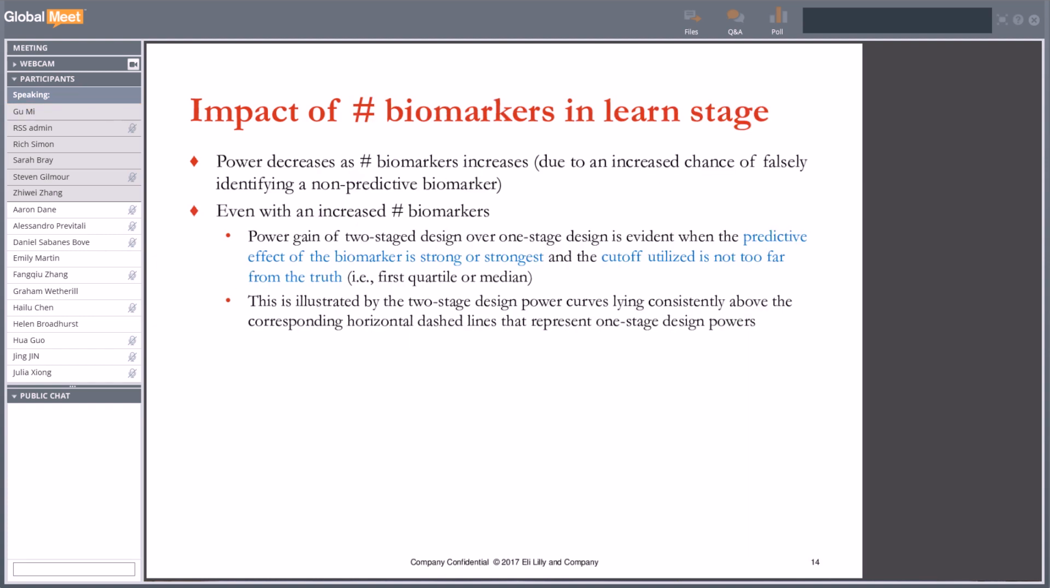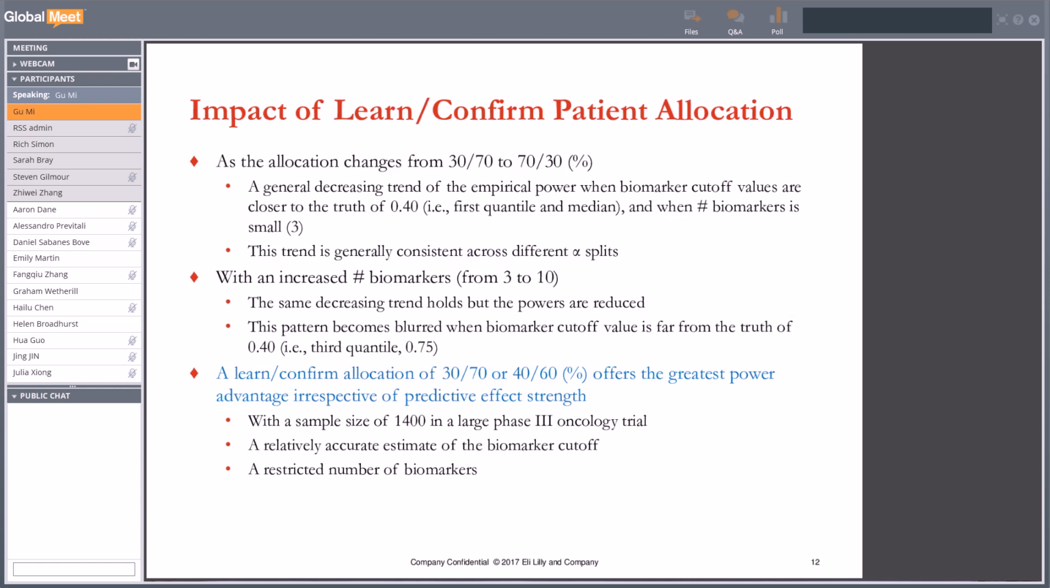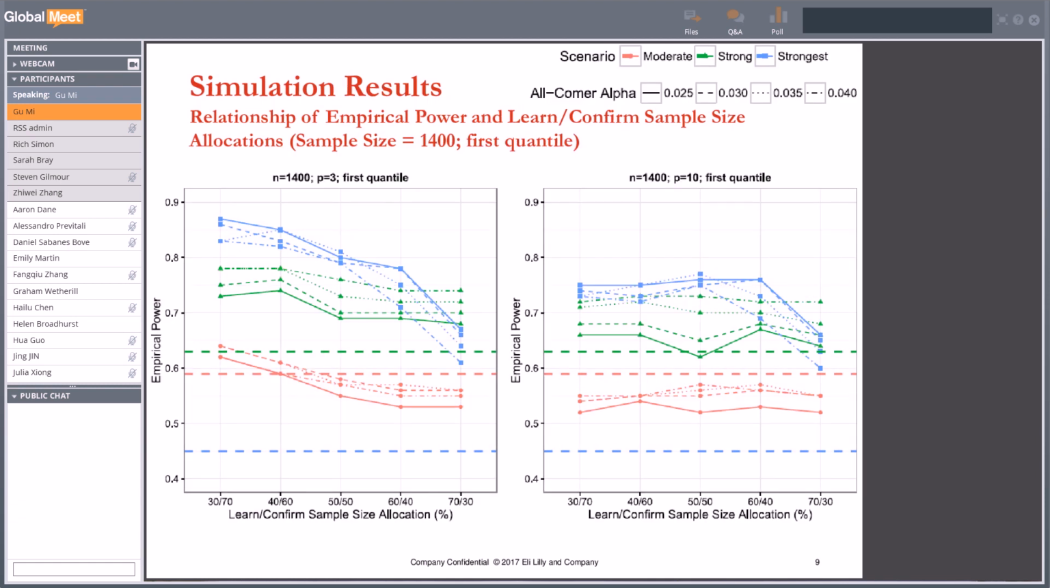Go to page 14. As we compare the left panel with the right panel, where the number of biomarkers increased from 3 to 10, we see here in page 9, we see the power decreases, potentially due to the increased chance of falsely identifying a non-predictive marker.